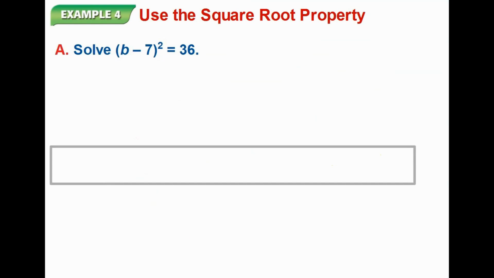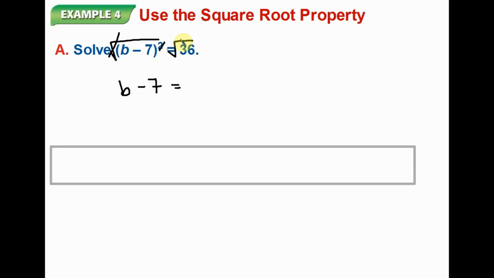Example number 4, use the square root property. In here, what you will see is they're already in factor form that is equal to not 0. So in this case, we're going to approach this similarly by taking square root on both sides. If I do so, square root and square are inverse operations. They will cancel each other. All I get is b minus 7.